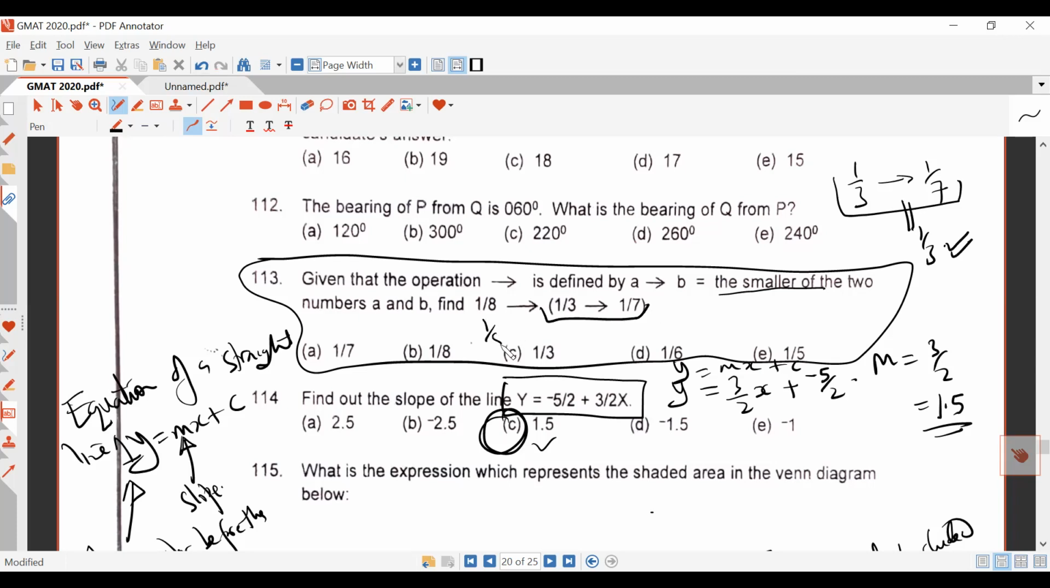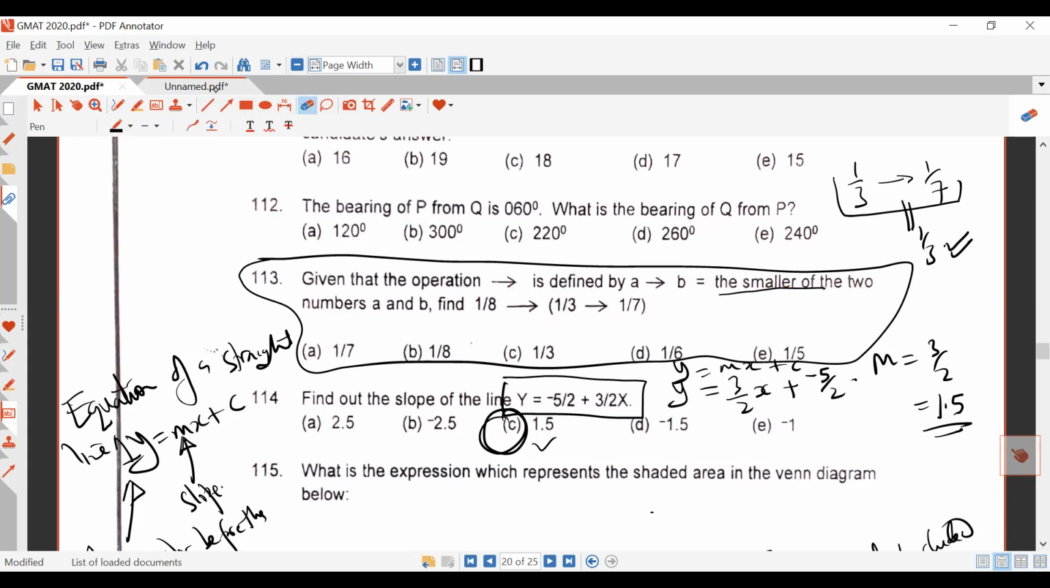Now, if you replace the whole of this one by a third, then we'll be having 1/8 arrow a third. Again, you define the smaller. This is again a third. That is how you do it. Now, there's only one problem that I've seen. The answer is not a third. The problem that I've seen is this.